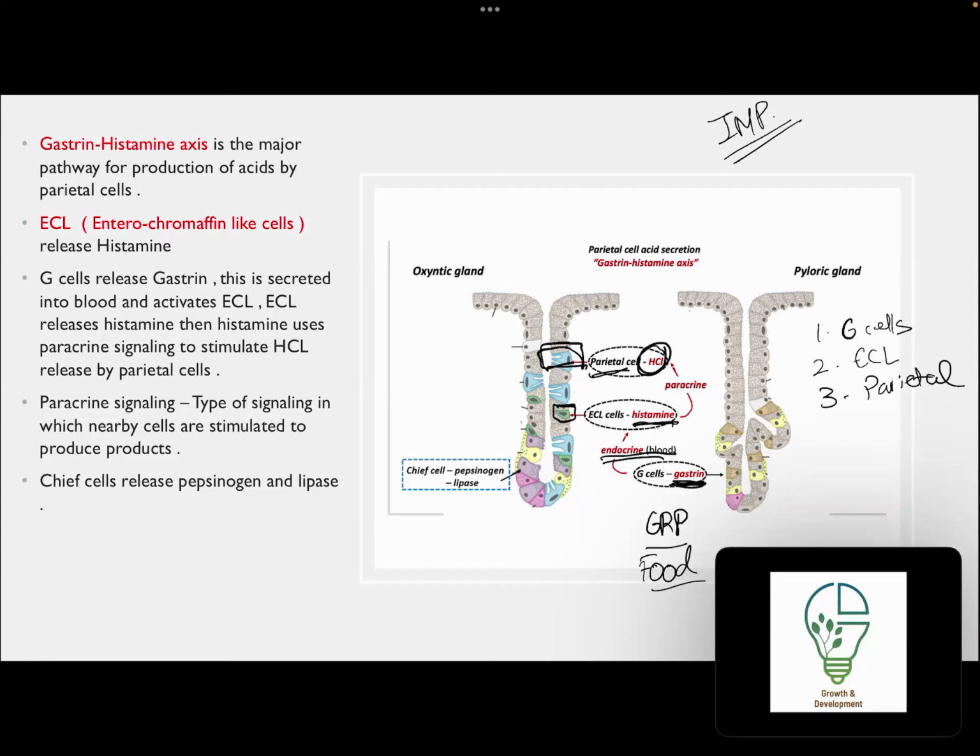We also have chief cells, which are these purple cells over here. And they release pepsinogen and lipase. Pepsinogen is the inactive form of pepsin, and we will learn later how it's activated into pepsin. And lipase, obviously, is something that breaks down fats, right? If anyone has a doubt, you can stop me at any time.